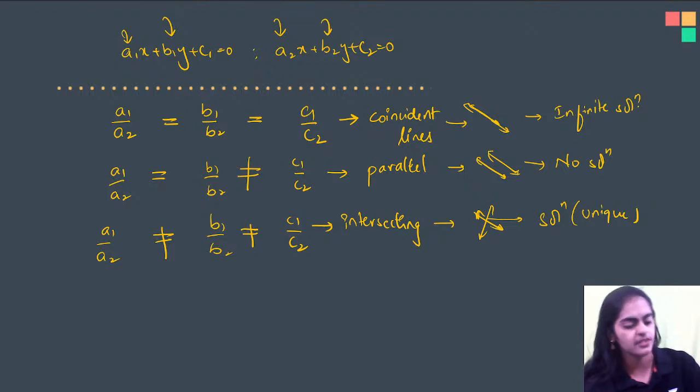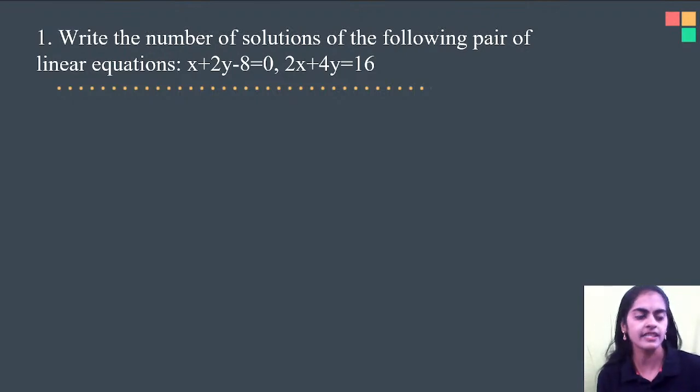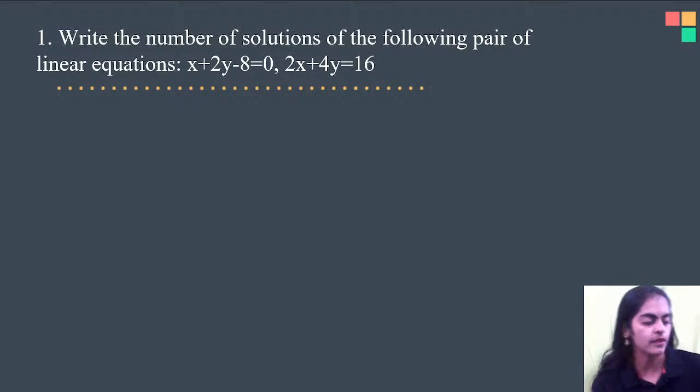Chalo. Now let's proceed to some questions. See the first question: write the number of solutions of the following pair of linear equations. So how many linear equations are given?